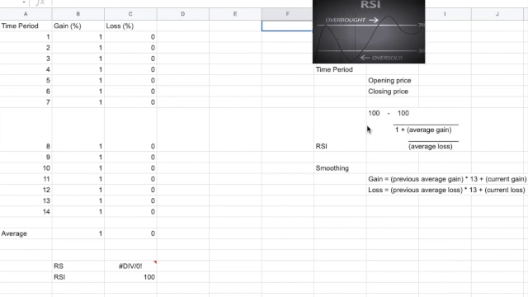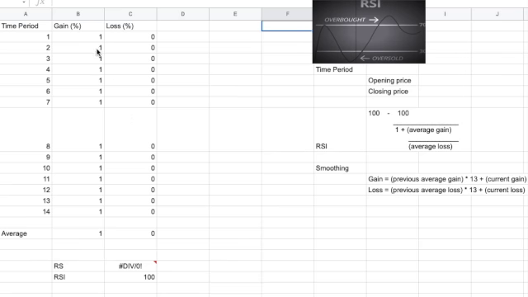One more thing that one can do is smooth the data. So instead of just looking at the current gain and current loss, you could look at the previous values. You take the previous average gain multiplied by 13, and this previous average gain has the previous average gain of that also as a factor, so you can do some kind of exponential smoothing here. But in this calculation we don't do smoothing, to make things easier to understand.